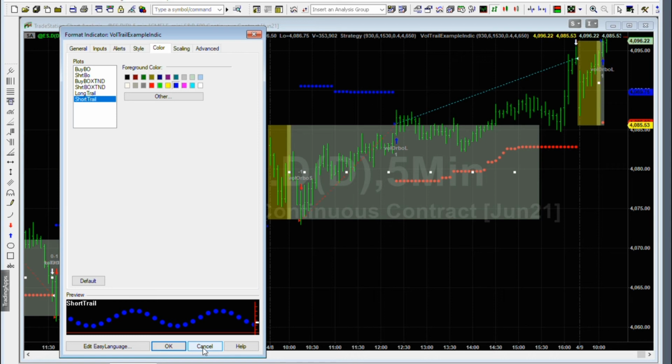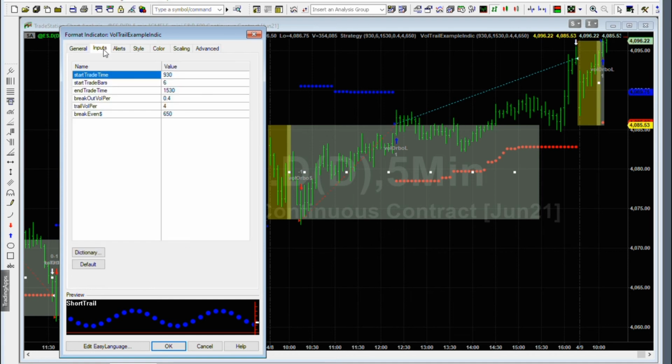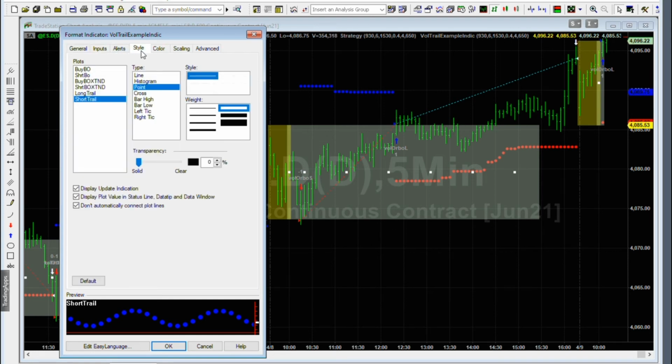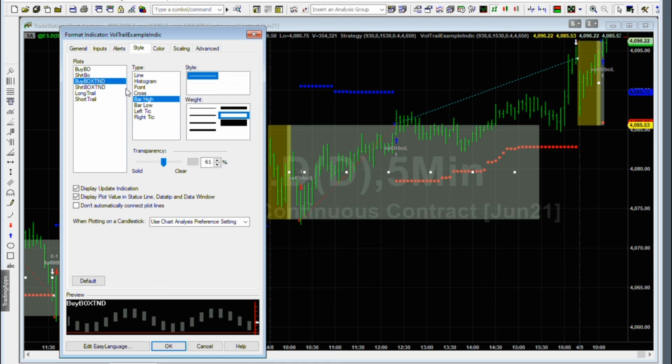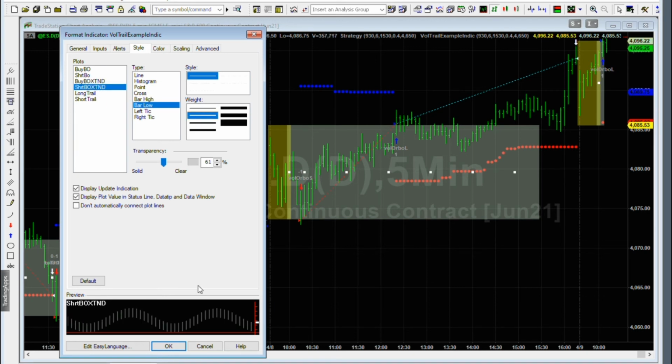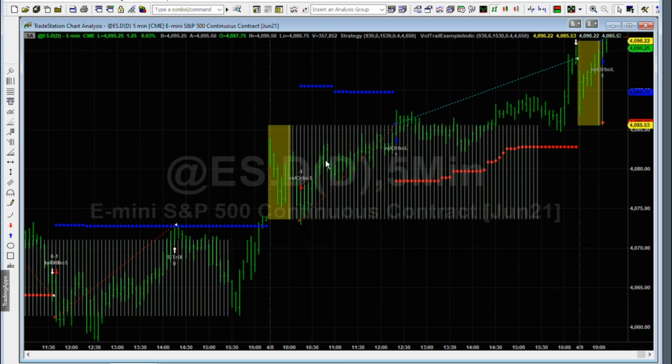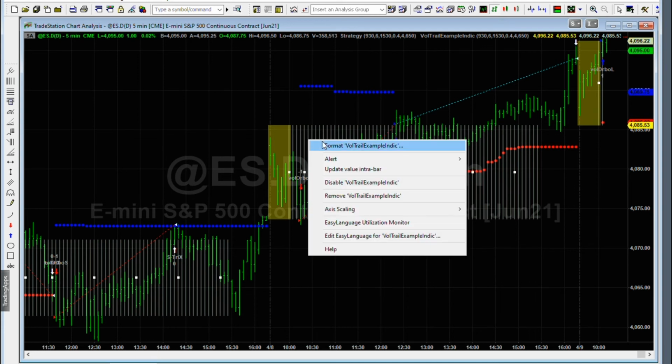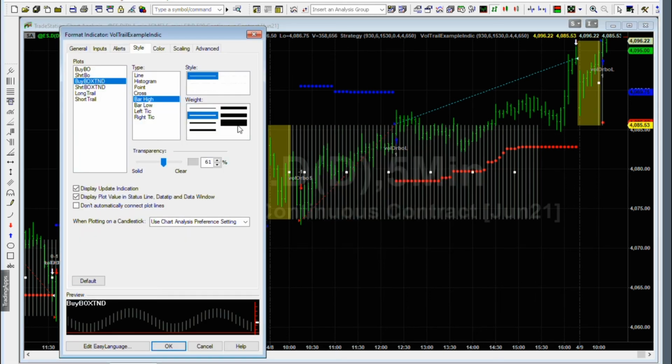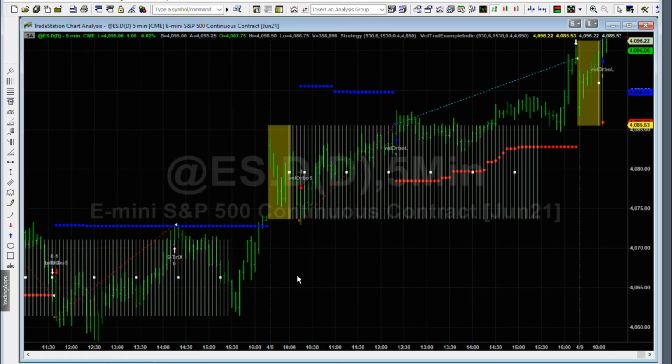Let me give you an illustration that might help. If I were to go to inputs, then style, and make the breakout extend and the short breakout extend skinny, I would have this effect. See? You would lose the overlay over the bars. That still kind of looks cool too, but if you don't like that, which I don't that much, I'm just going to go ahead and set this back to what it was. And there you go.